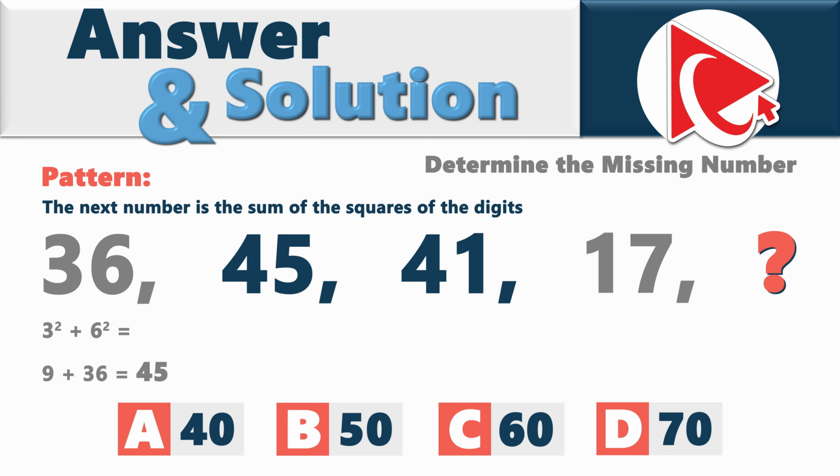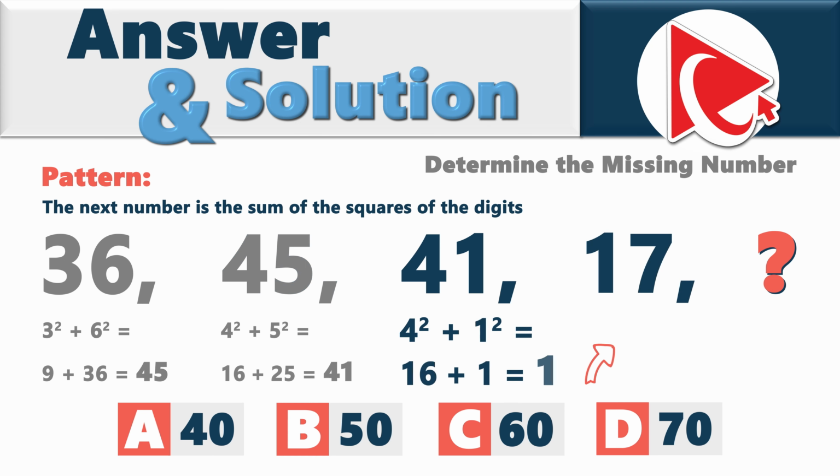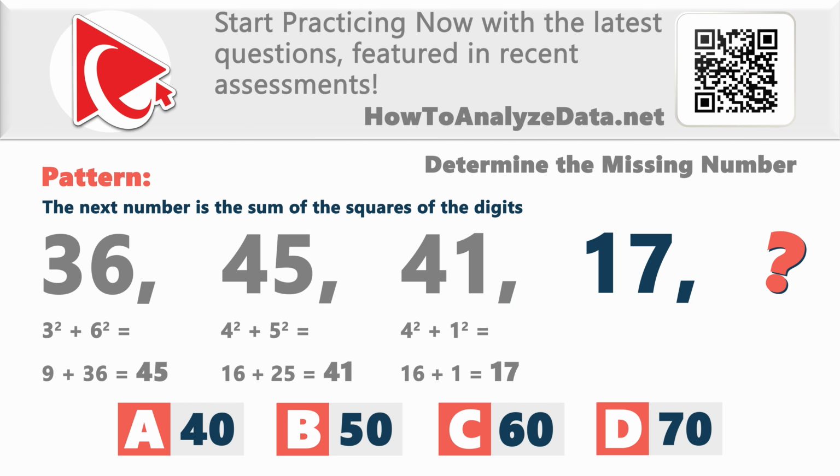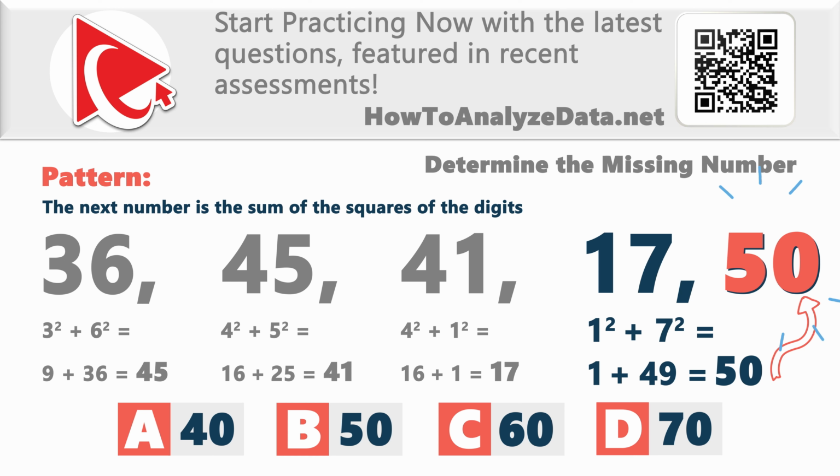Let's confirm the calculations for the next number. 4 squared plus 5 squared equals 16 plus 25 and equals 41. 4 squared plus 1 squared equals 16 plus 1 and equals 17. And now is the magic time to calculate the missing number. 1 squared plus 7 squared equals 1 plus 49 and equals 50. So the correct answer here is choice B, 50.